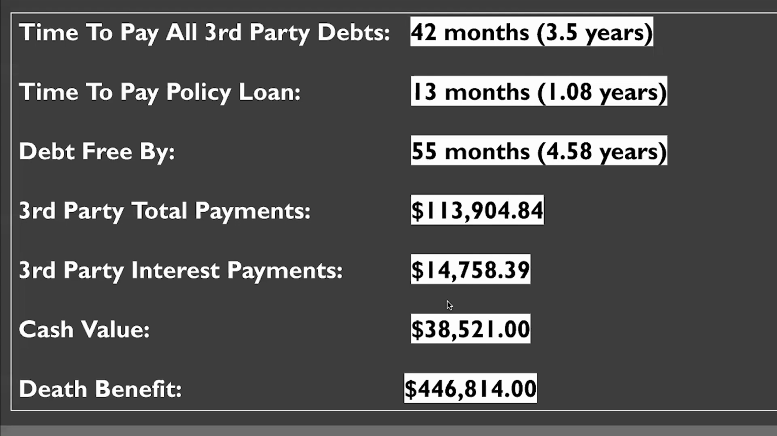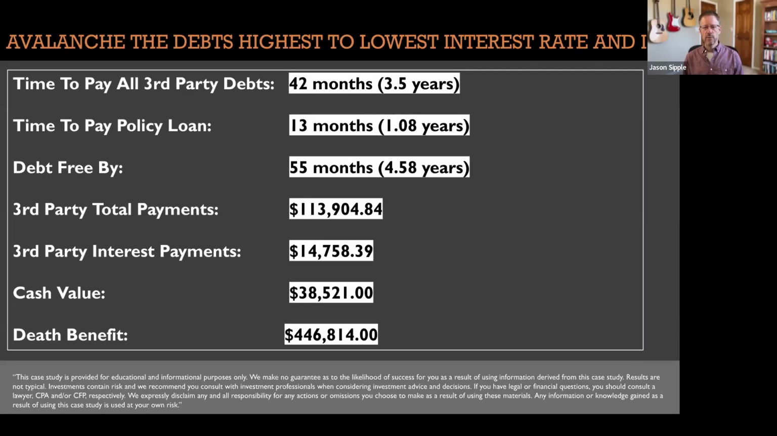But what I want to point your attention to is, look at this cash value number. That's $38,521. That's how much cash value is in your system when you're done paying your debts off. So if you remember, we had almost $100,000 of debt to pay off. We paid that off, but we kept almost 40% of that. So that's something to consider. Is this something you would want to do? Give every dollar away, or at least keep 40% of it?